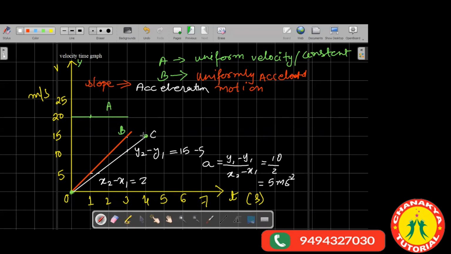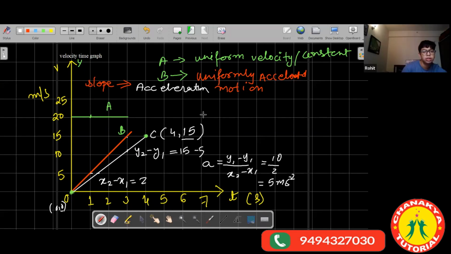So the coordinates of this point C would be 4, 15, and the coordinates of this point are 0, 0. So the value of y2 is 15 and y1 is 0. Can you find out now, Rohit? Yes, sir, I have sent the answer. Even me.